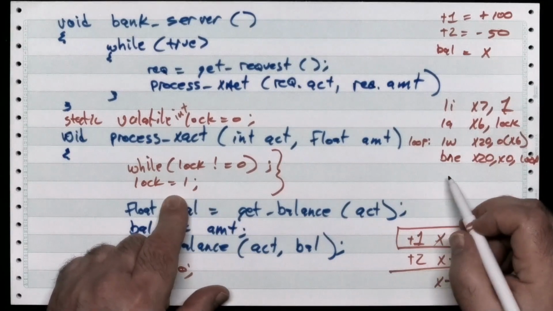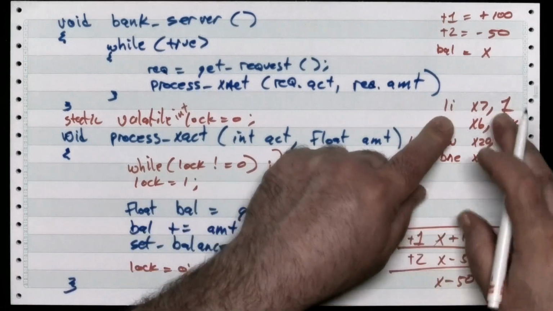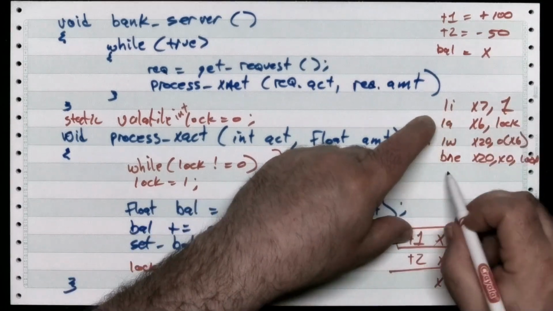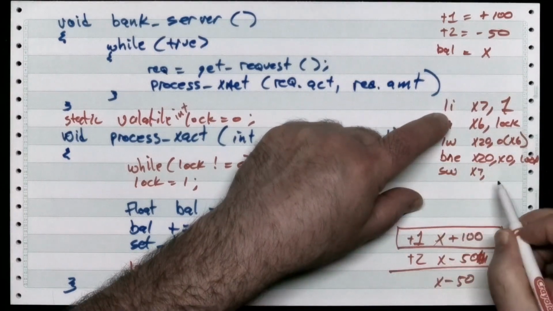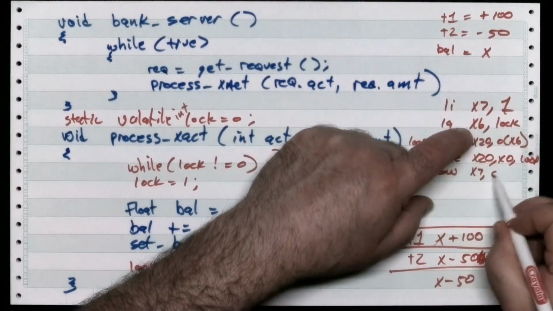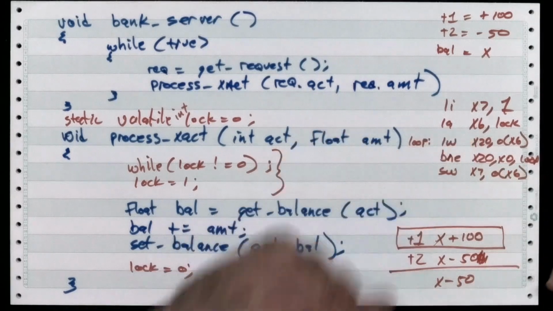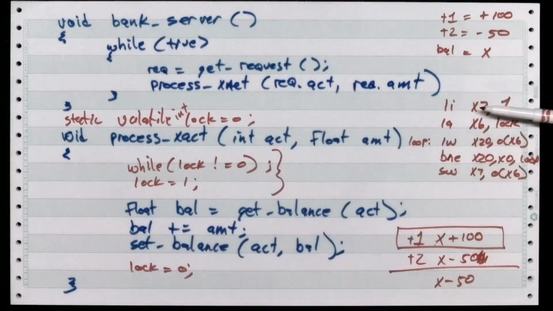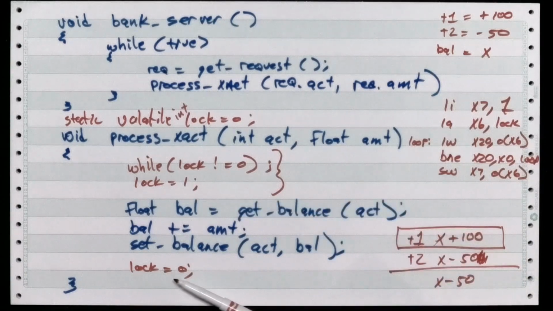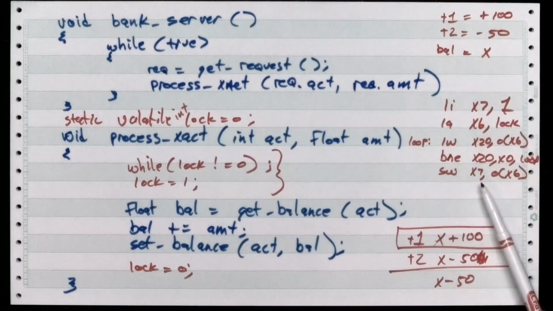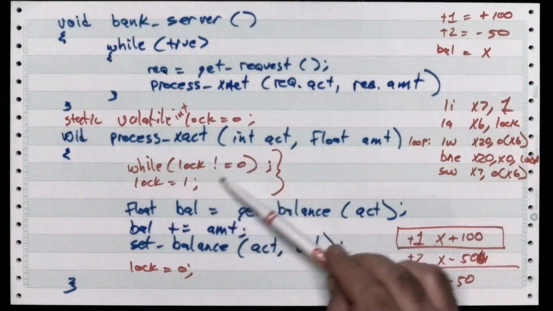Then we would want to set the lock equal to 1. Well, that's why we did all this up here. So we could say store word X7 into 0 off of X6 like this, all right? So now we have this loop with the lock equal to 1. The lock equal to 0 would simply be a store word like this, right? But the problem here is this loop.